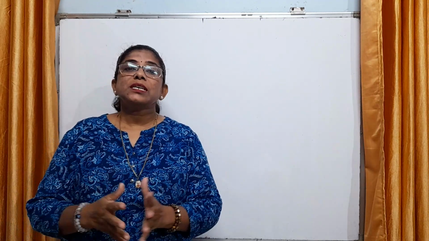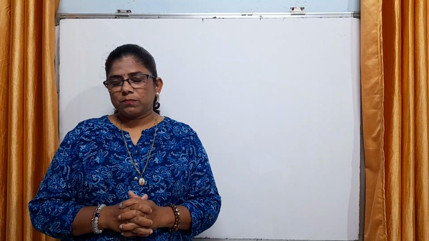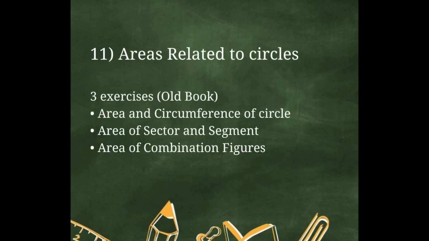The next chapter is areas related to circles. In our old book, there were 3 exercises in this chapter. The first exercise was based only on the area and circumference of the circle. Then the next exercise was based on area of sector and segment. And the third exercise was based on area of combination figures.